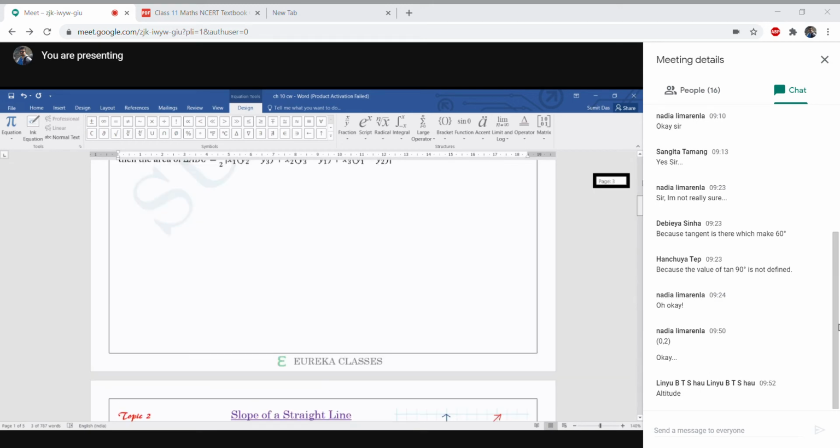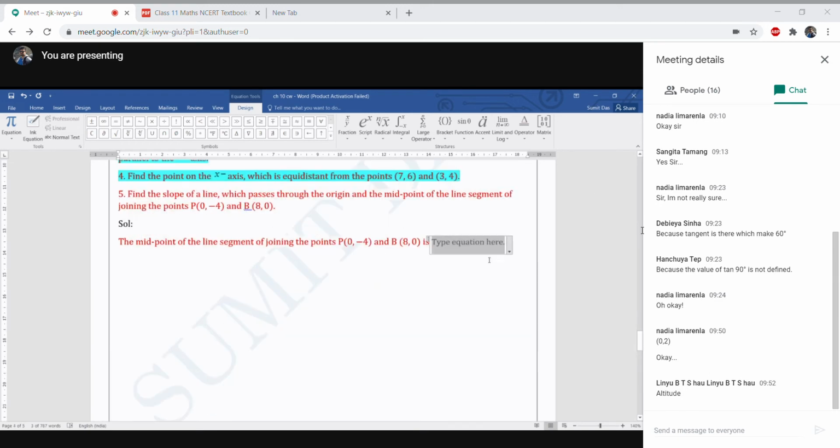Okay. So the formula will be x1, what is x1? 0 plus 8 divided by 2, comma, then y1, what is y1? -4 plus 0, y1 plus y2 by 2. Okay, which is equivalent to 8 by 2, which is 4. Then second part you will find -4 by 2, which is -2.